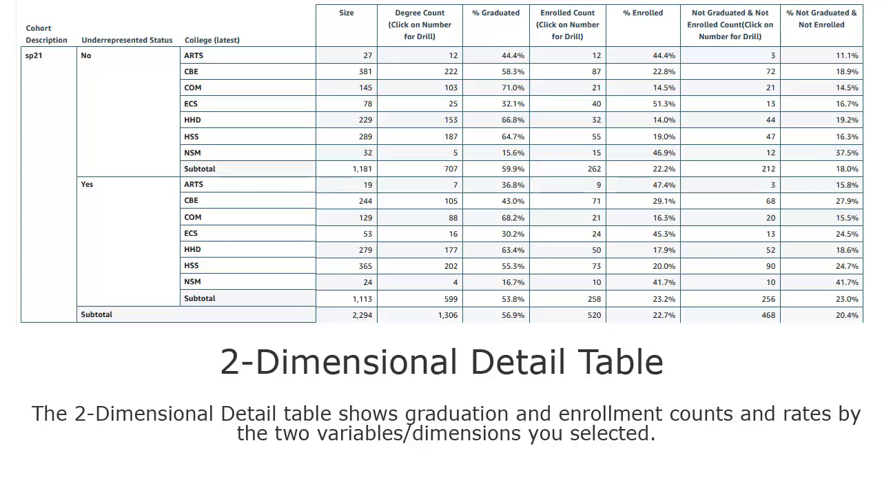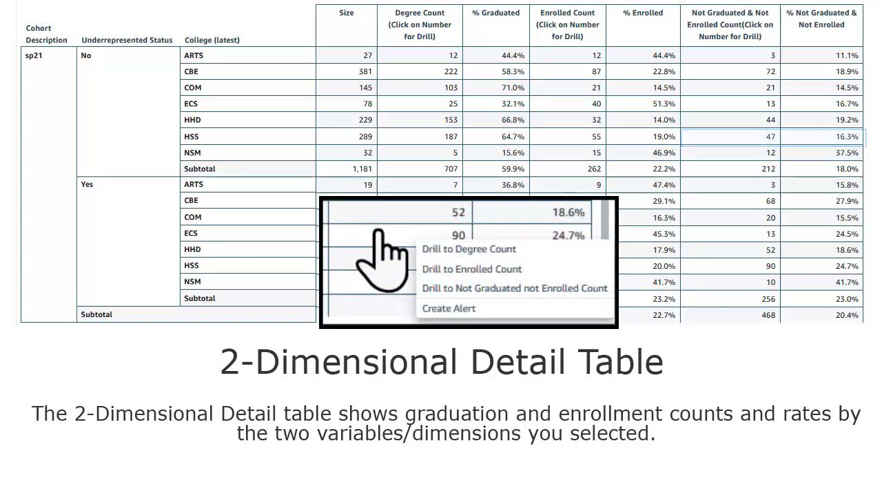Now I am seeing the spring 2021 cohort by underrepresented status and then broken down into the college of their current major. Right off the bat, I noticed 90 underrepresented students in the Humanities and Social Sciences, or HSS college, who are not graduated and not enrolled, which is 24.7% of the underrepresented students with HSS majors. There are more underrepresented students with HSS majors overall, but still, the percentage of students who are not graduated and not enrolled is lower for the students who do not identify as underrepresented groups. I'm going to click on the 90 to drill down to the detail for the not graduated, not enrolled count.